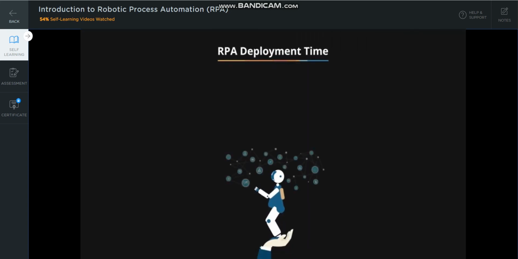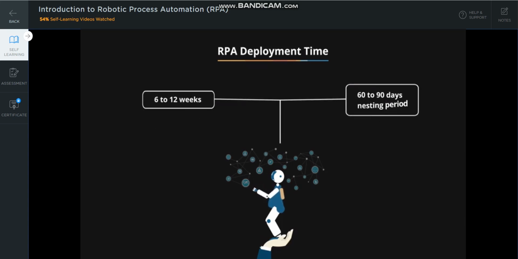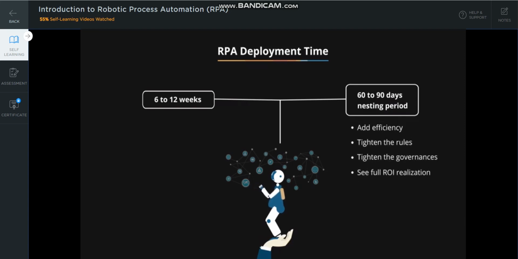RPA deployment and robotic development can take anywhere from 6 to 12 weeks, followed by a 60 to 90-day nesting period where vendors tweak the robots, add efficiencies, and tighten the rules and governances. After that, companies can expect to see the full ROI realization.